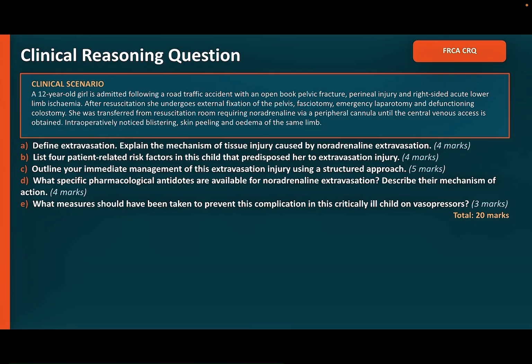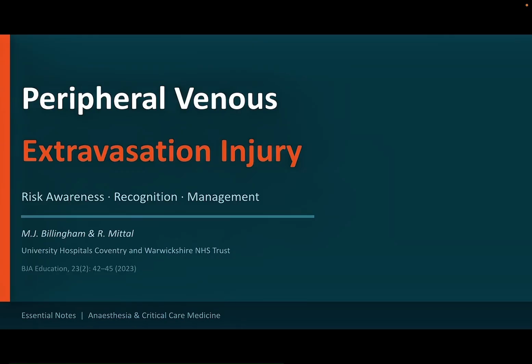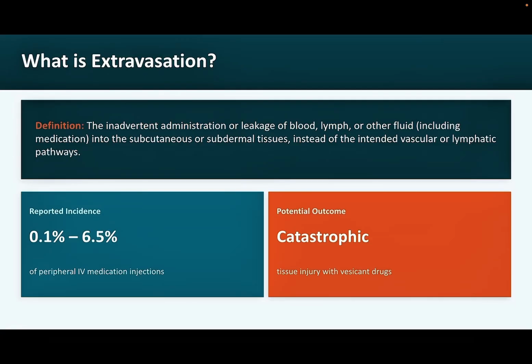So we'll try to find these answers in my presentation. Moving on to the presentation, this is my reference. What do you mean by extravasation? It is the inadvertent administration or leakage of blood, lymph, or other fluid, including the drugs that we give, into the subcutaneous or subdermal tissues, instead of the intended vascular or lymphatic pathways. Reported incidence is between 0.1 to 6.5%, and the potential outcome can be catastrophic if it is undetected, leading to tissue injury.